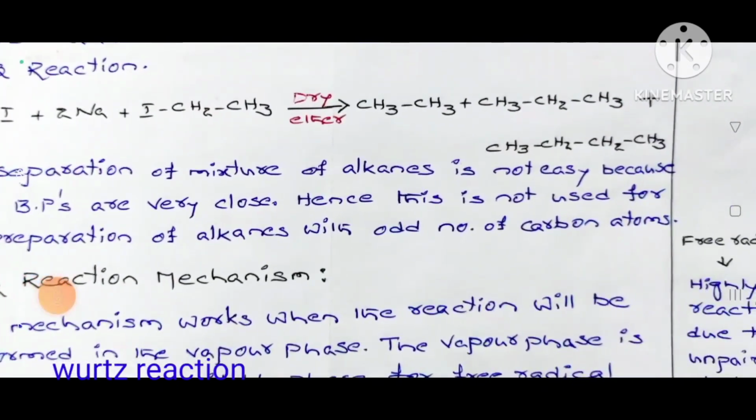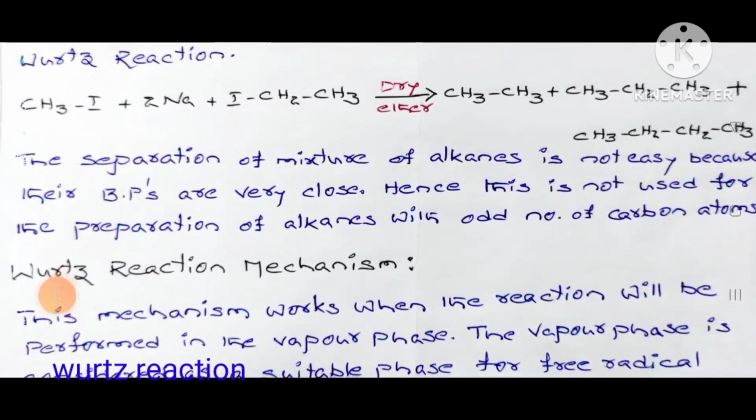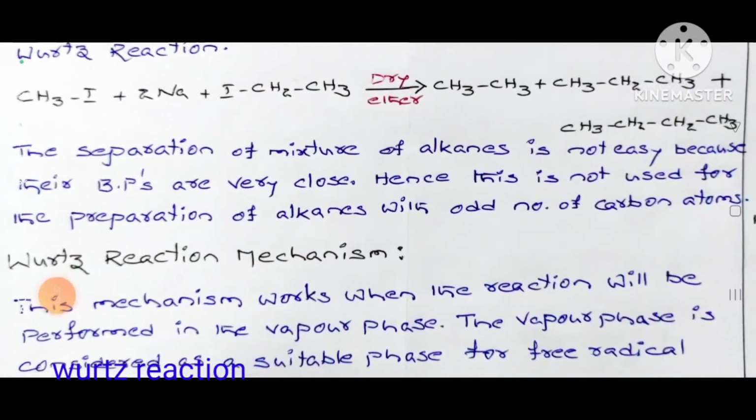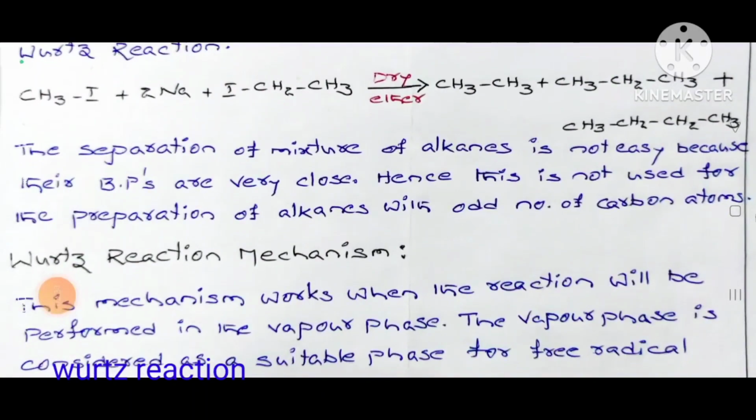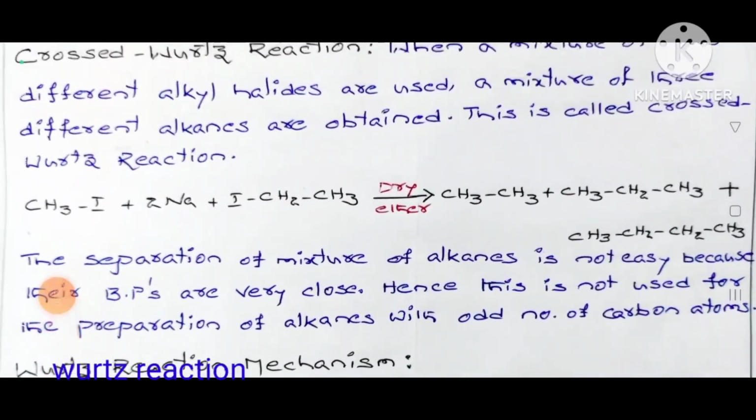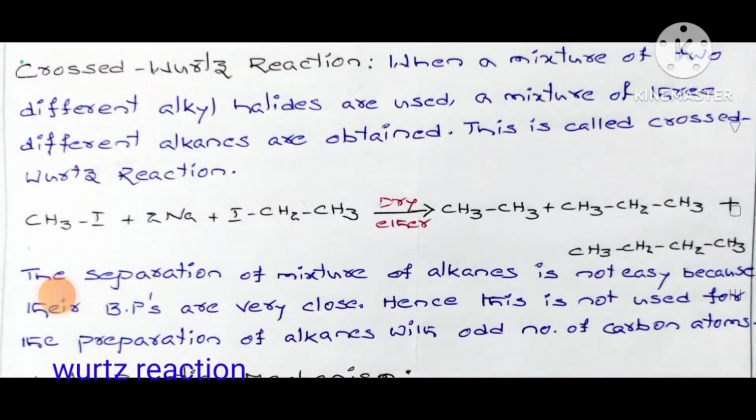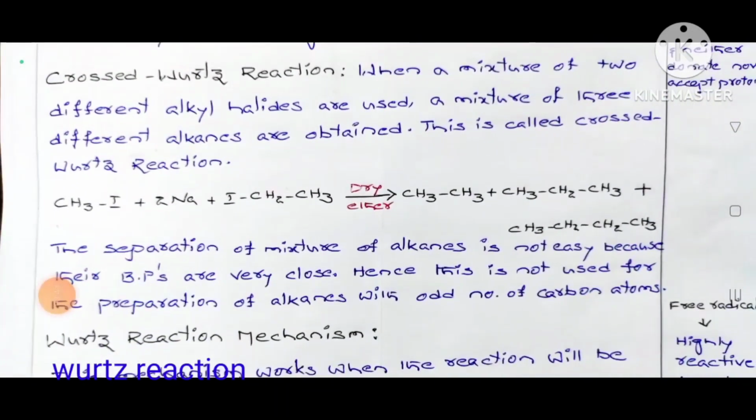The separation of these three alkanes is not easy because their boiling points are very close. Hence, this is not used for the preparation of alkanes. This means cross Wurtz reaction is not used for the preparation of alkanes.